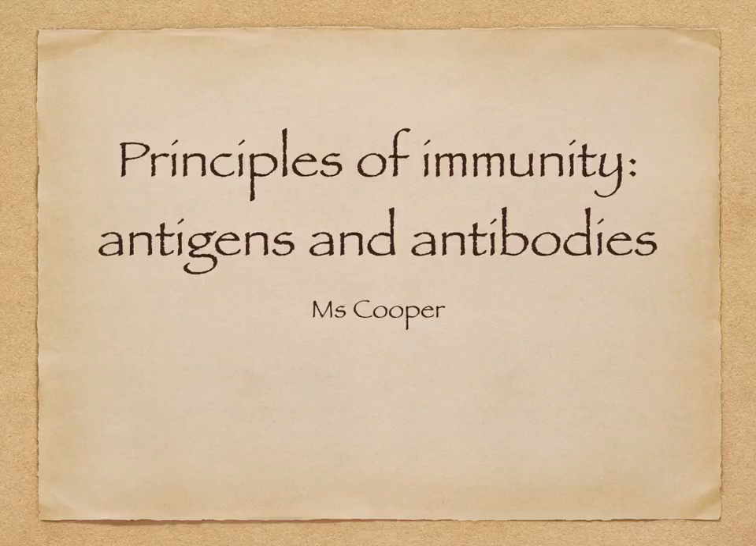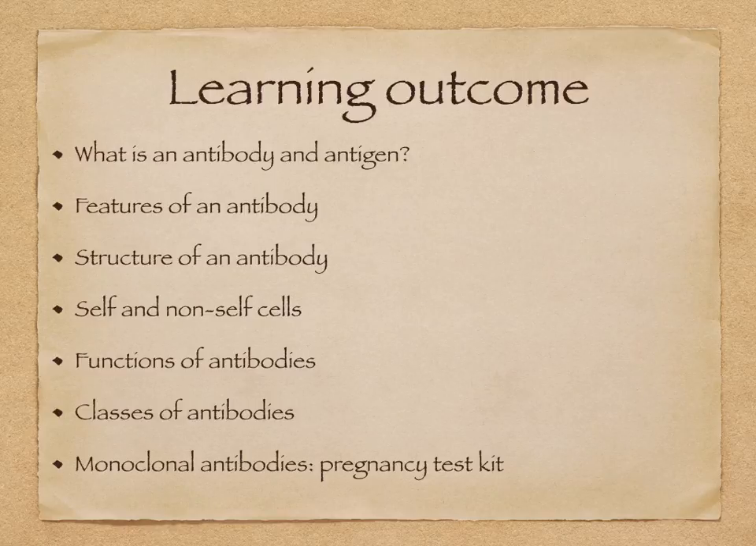In this topic, we're going to discuss the principles of immunity, antigens and antibodies. So we're going to look at what is an antibody and antigen, the features of an antibody, the structure of an antibody, the difference between self and non-self cells, the functions of antibodies, the classes of antibodies, and then I'm going to give you a little bit more information on monoclonal antibodies that are used in pregnancy test kits.